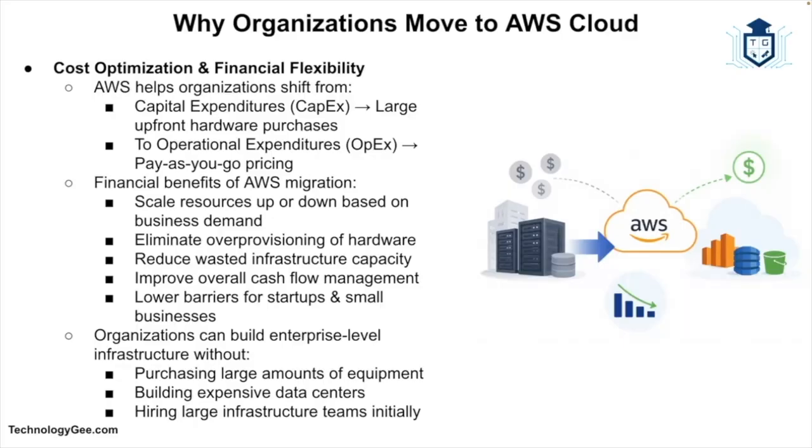So let's talk about cost optimization and financial flexibility. One of the biggest benefits of migrating to AWS is shifting from capital expenditures to operational expenditures. So instead of dropping thousands or millions on hardware up front, you simply pay as you go. And this allows businesses to scale resources up or down based on demand, avoid over-provisioning hardware, reduce wasted capacity, and improve cash flow. And for startups and growing companies, this is huge because you don't need a massive upfront investment to build enterprise-level infrastructure anymore.